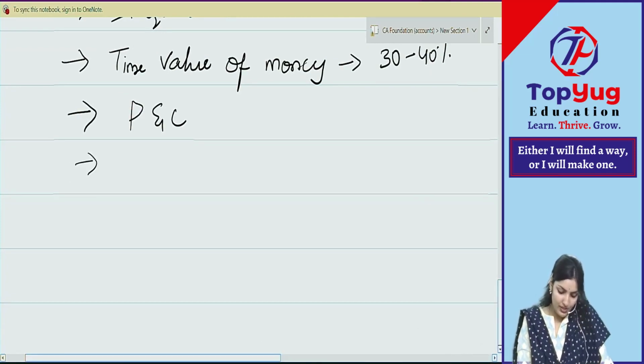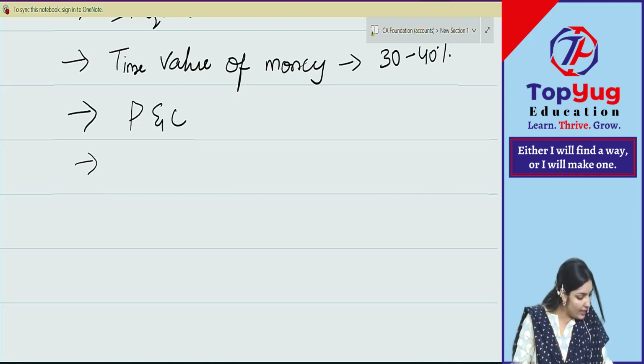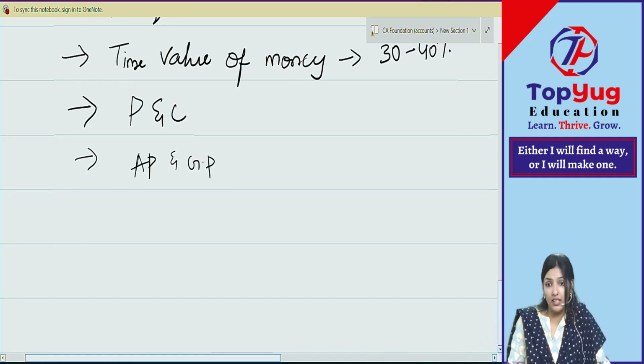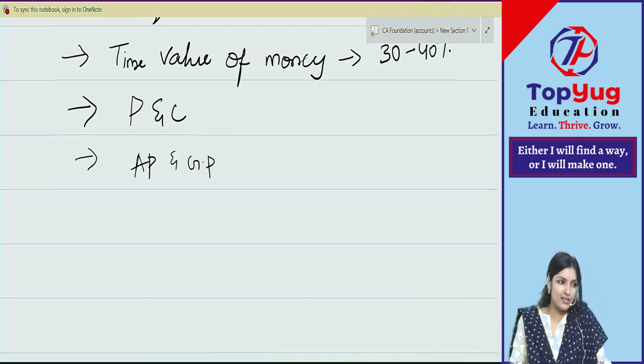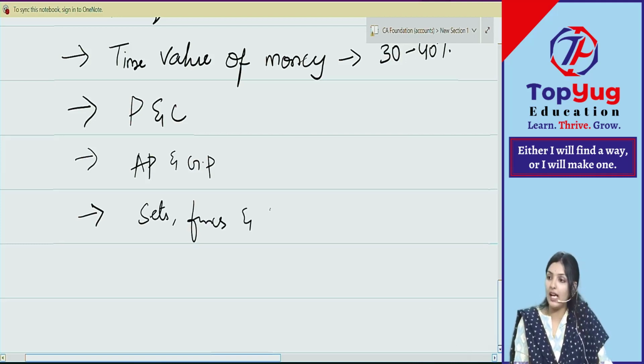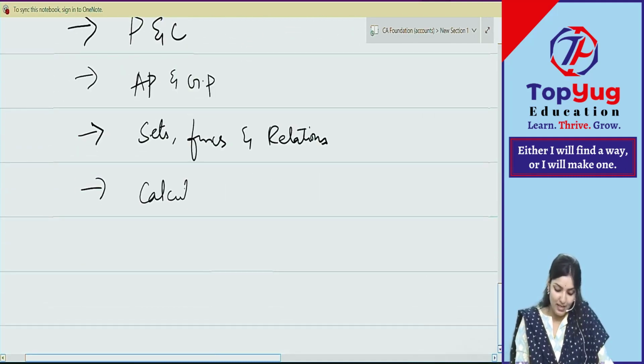Now the next one is PNC, and then we had AP, GP, sequence and series. AP, GP also we had in our intermediate here, Telangana mathematics, or I think, I don't know about Karnataka. And then sets, functions and relations, even we had this. And the last one is your calculus part.